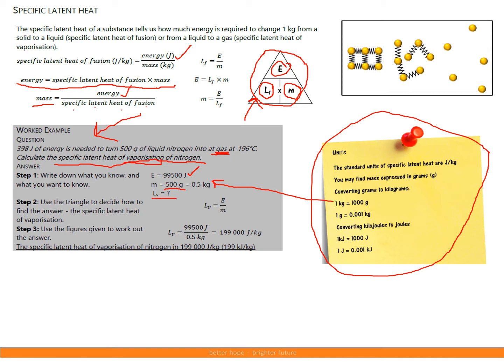So if we use the triangle to decide how to find the answer, all we need to do is put the energy, which we know, and divide it by 0.5 kilograms. And if we divide those two numbers together, we should get 199,000 joules per kilogram as your final answer. So the final answer you could write is the specific latent heat of vaporization of nitrogen is 199,000 joules per kilogram.